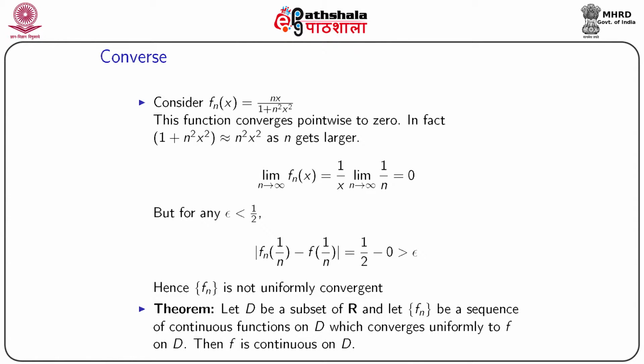Now we'll have a theorem. Let D be a subset of R and let Fn be a sequence of continuous functions on D which converges uniformly to f on D, then f is also continuous on D. Once again, we are omitting the proof, we are just stating the statement.